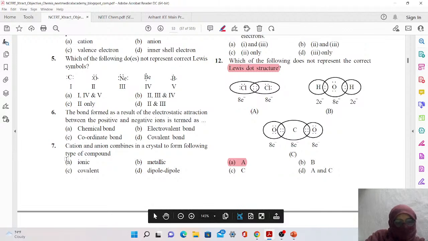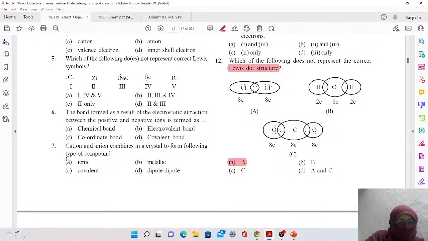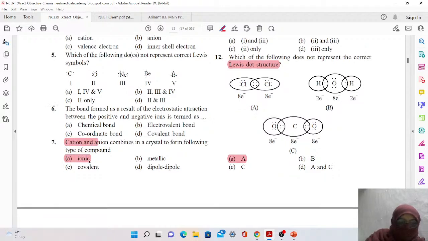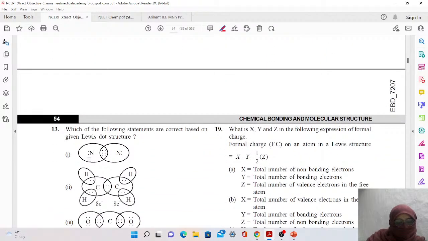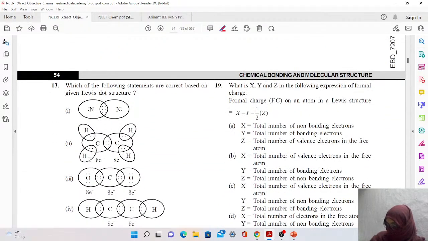Let's talk about the 7th one. Cation and anion combine in a crystal to form the following type of compound. When the cation and anion combine, what bond forms, they are asking. Cation and anion are nothing but ions, right? When the ions combine, the bond is known as an ionic bond. That means the answer is A for this, right? You can even answer the question if you're watching this.